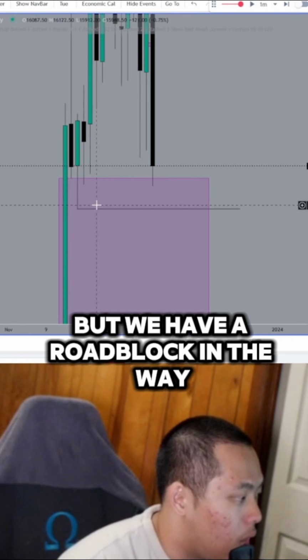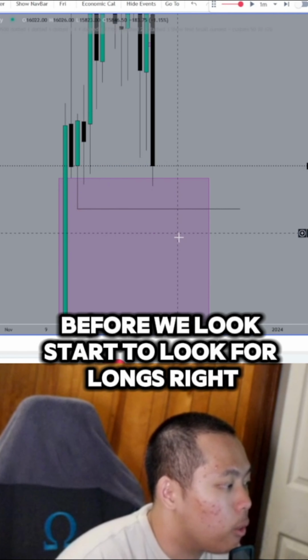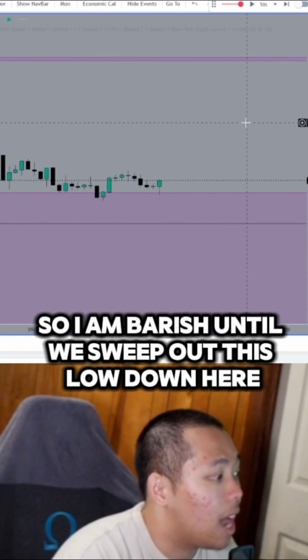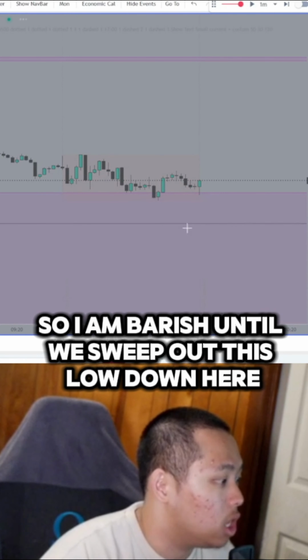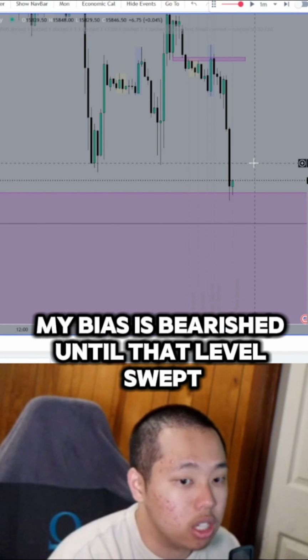But we have a roadblock in the way. We want to see this level of sell side get swept first before we start to look for longs, right? So I am bearish until we sweep out this low down here. So therefore, my bias is bearish until that low is swept.